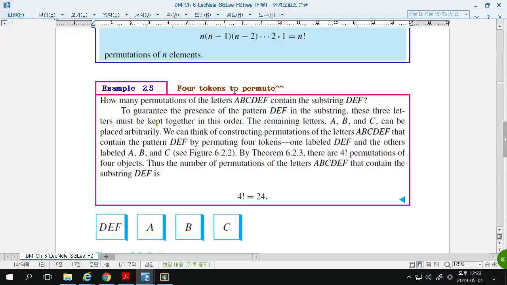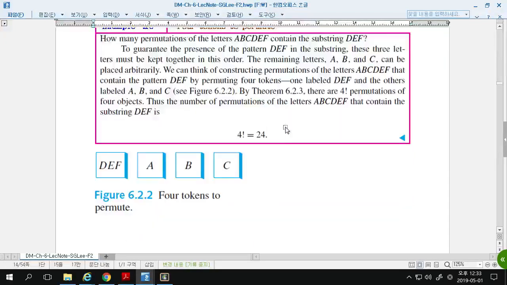Okay. Now think about the number of permutations. How many permutations of the letters A, B, C, D, E, F contain the substring DEF? You have 6 characters, but DEF moves as one group, one subgroup. Then basically what we have is A, B, C, and DEF. We have 4 characters to be arranged.